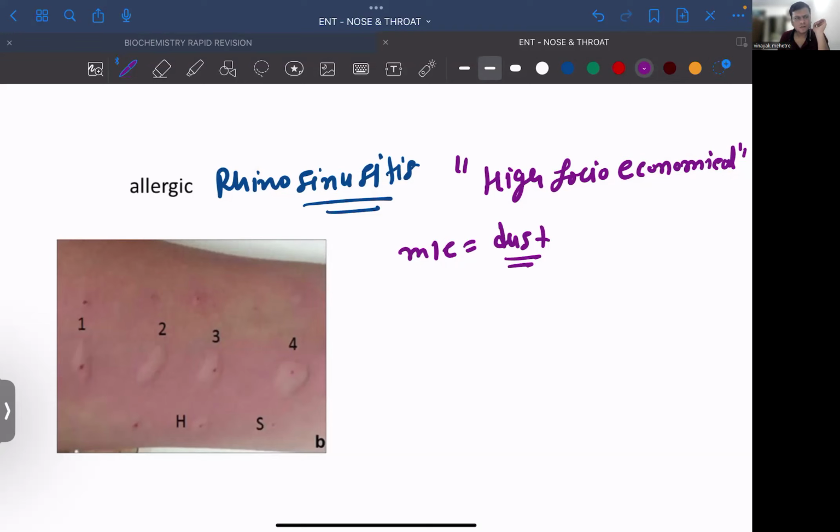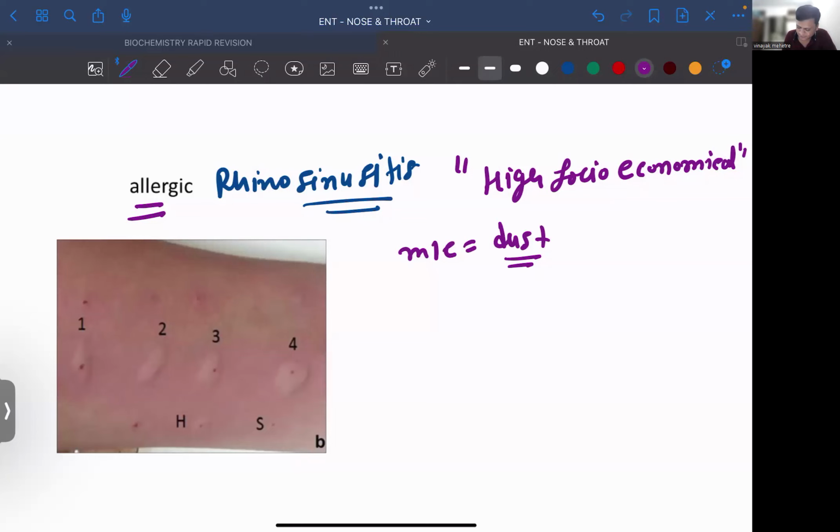Confirmatory test for allergic rhinosinusitis, you would have studied this in microbiology. Immunology. Which test do we do to check allergen? That is called skin prick test. We will put different types of allergen on the back of the patient.